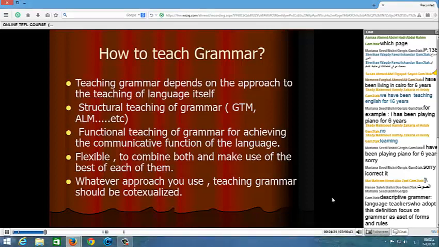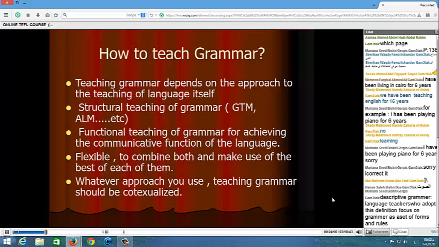If the purpose of teaching language is to help learners communicate with the language, we must use the kind of functional grammar that we have been talking about. Teaching grammar depends on the approach to the teaching of language itself. As we saw in the grammar translation method, the first method we talked about, remember.